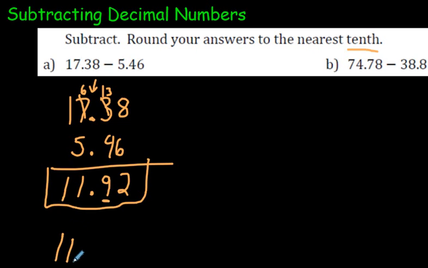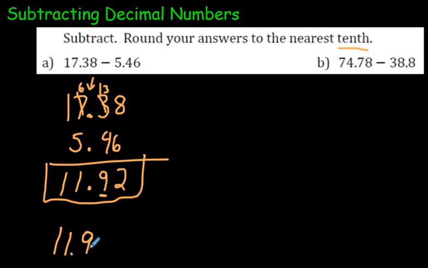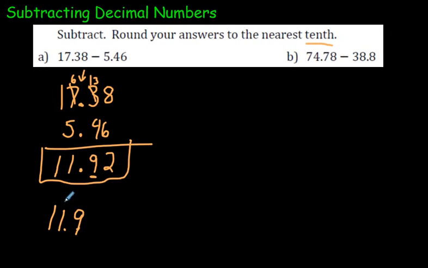So 11.9. The 9 stays the same. It does not change. Okay? If this had been a 5 or bigger, the 9 would have become a 10. It would have been a domino effect. Anyway, I won't get into that. This video is supposed to be about subtracting decimal numbers.